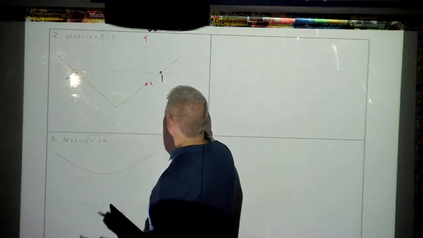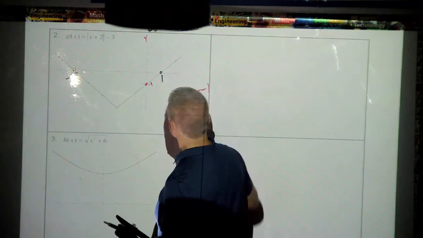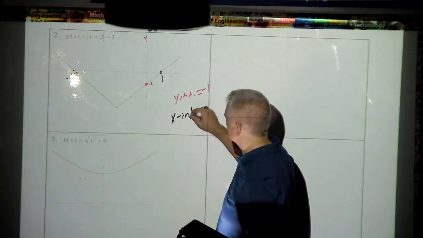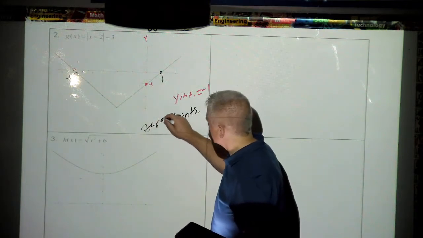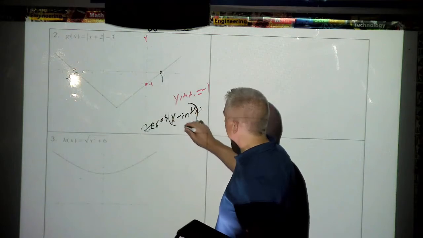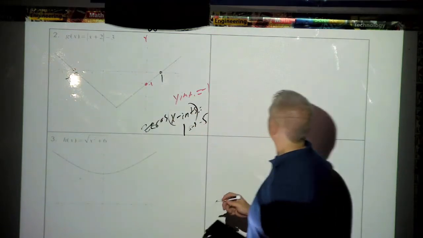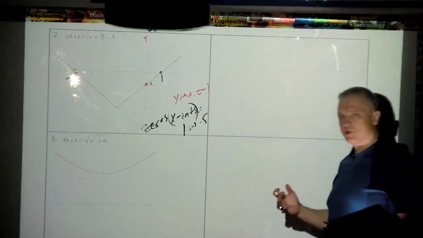So my guess is my y-intercept is negative 1, and my x-intercepts, or my zeros, are at 1 and negative 5. So that's what looking at the graph tells me.